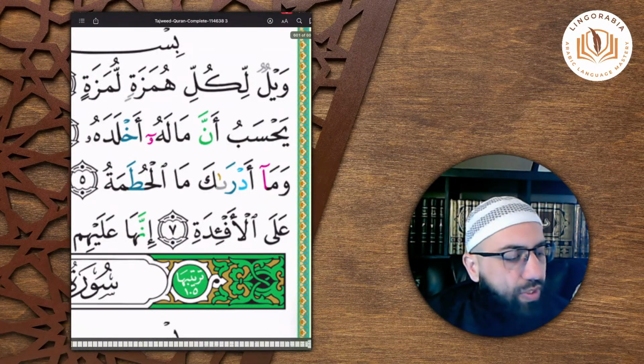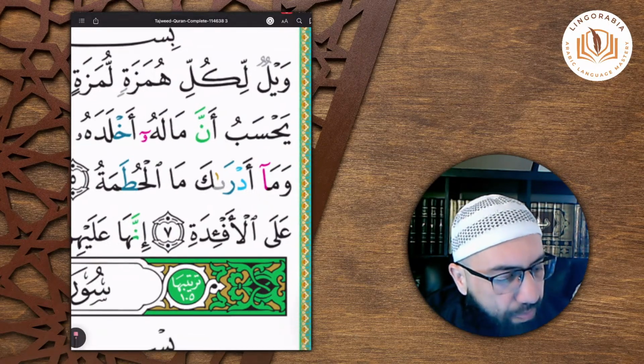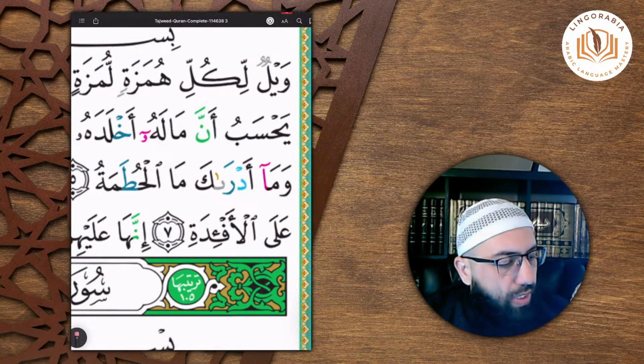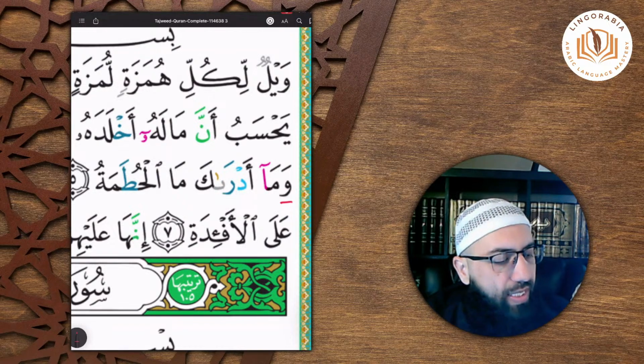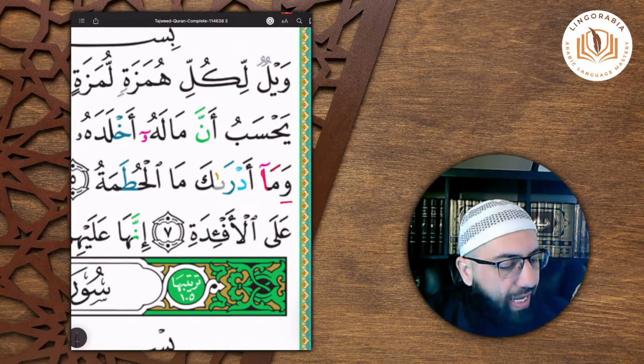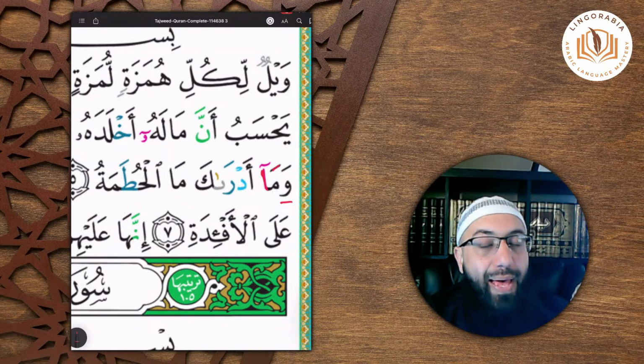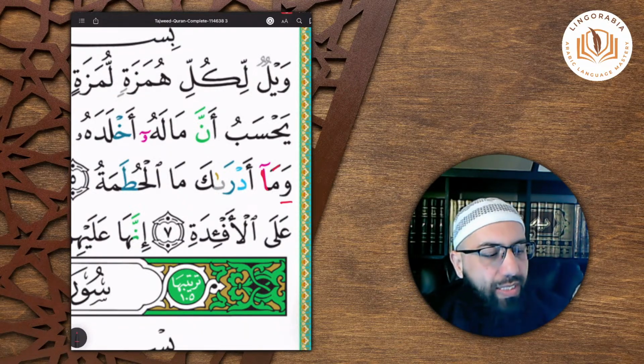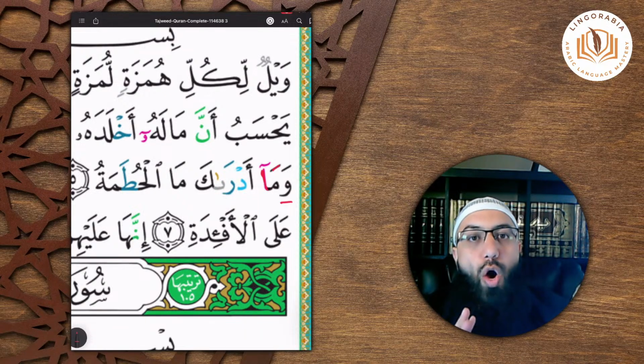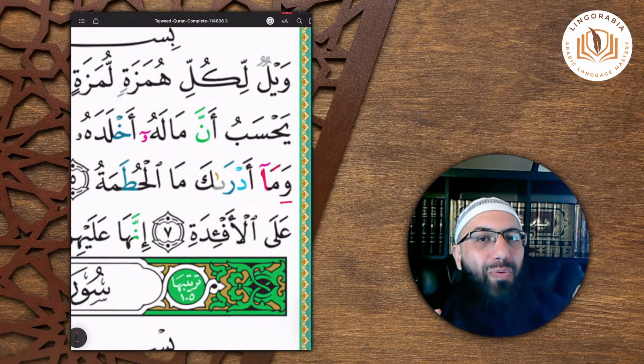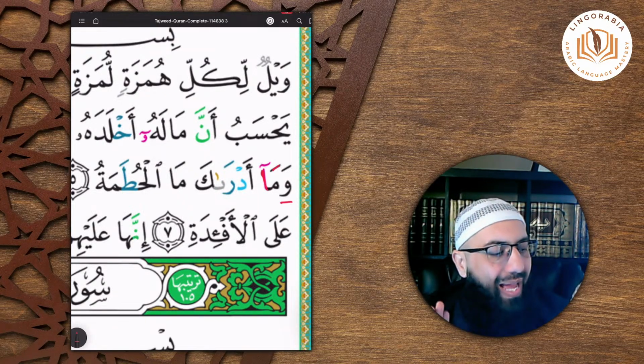Okay, guys, the first thing you see here in this ayah: the waw with the fatha, wa. Then you see the meem with the fatha prolonged by the alif, so it is ma, wa ma. Now remember, guys, all these letters are light letters. So don't say it heavily; keep it nice and light.